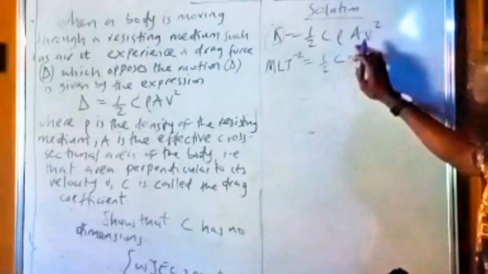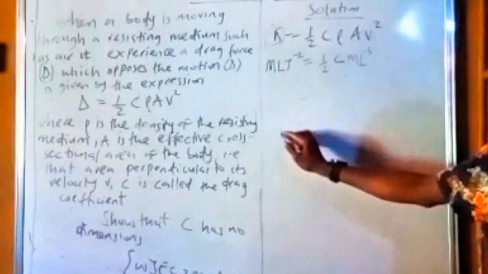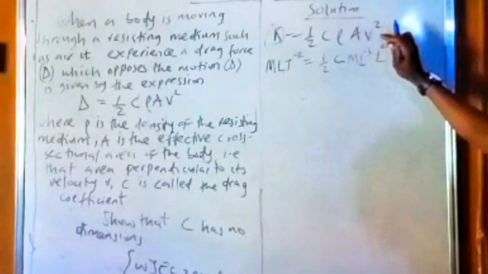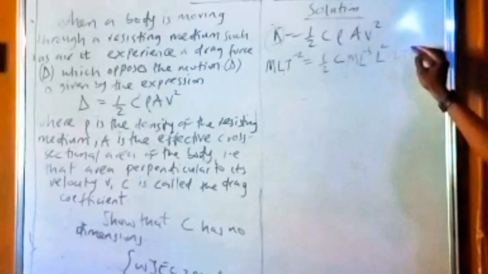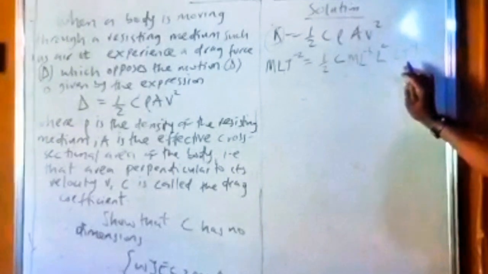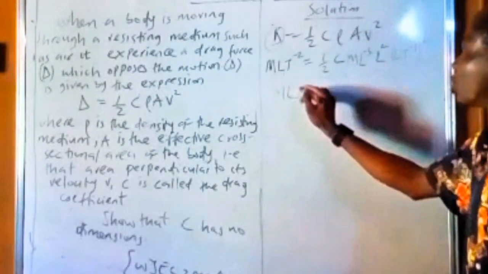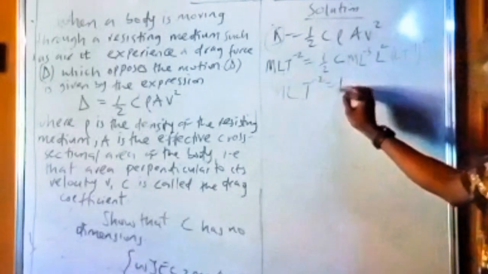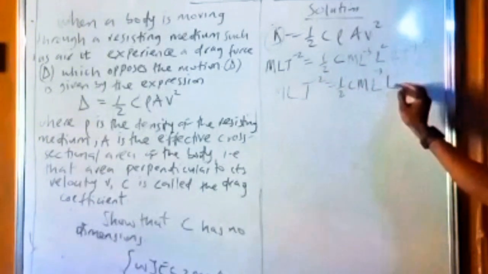So this A here is represented as cross-sectional area. So your area will be represented as length squared, that is L squared. Then this one is velocity, and velocity is L T raised power minus 1, same thing as meter per second. So all raised power 2. So we're going to have M L T raised power minus 2 is equal to 1/2 C, M L raised power minus 3, L raised power 2.